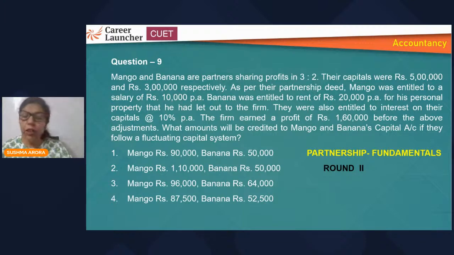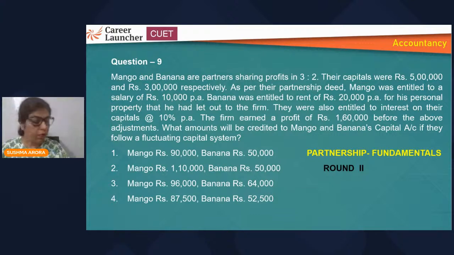Now you have to make the P&L appropriation account, and you will have by P&L that is 1,40,000. Now you will give the salary to the partner because this is appropriation. Salary to Mango 10,000 rupees per annum, not per month. Be careful about that. Then IOC you have to give. IOC will be on their capital 5 lakh and 3 lakh. So 10% is 50,000 and 30,000. Okay. So now the remaining profit will be 50,000.